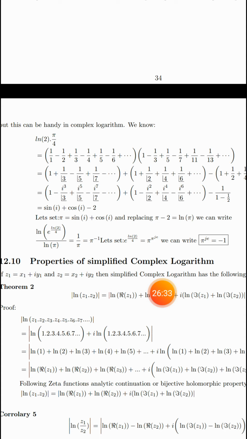So ln of e to the power pi by 2 by 4, if we take ln on both sides and divide by ln of pi, is equal to 1 upon pi and pi to the power minus 1. So if we set this ln by 2 part equal to pi to the power some complex number, pi to the power j e, then the whole thing comes into pi to the power j e is equal to minus 1.